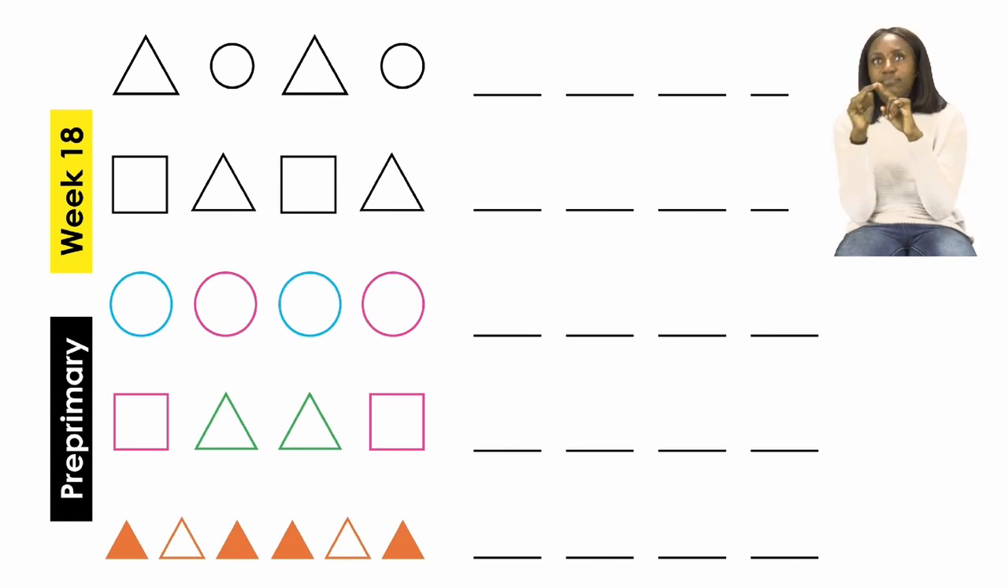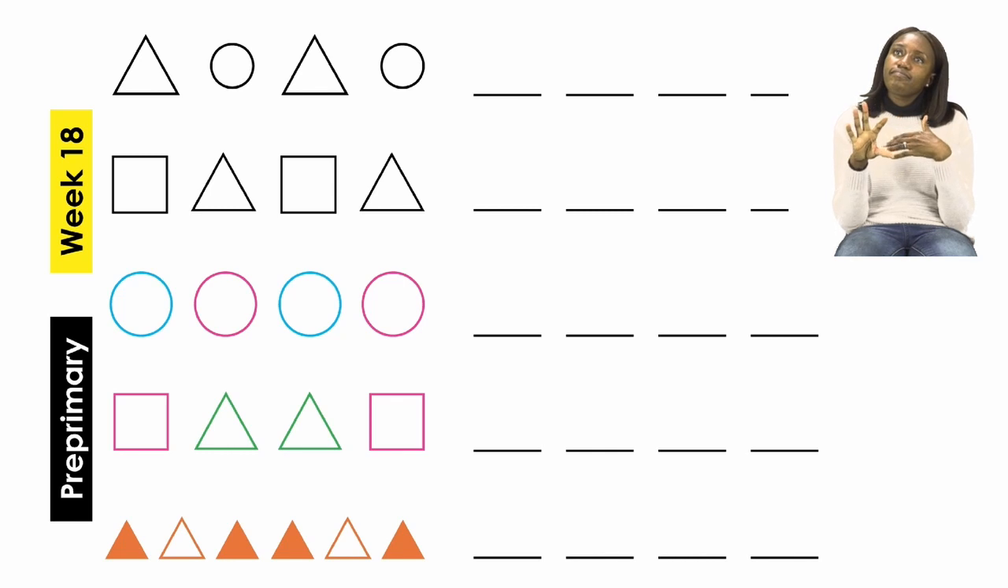So now you have a square and a triangle. What do you have to write or draw after the triangle? Another square. Good job. Now you have a square, a triangle, a square, and lastly, you have to draw another triangle in order to complete this pattern.